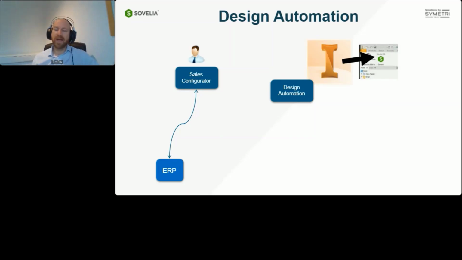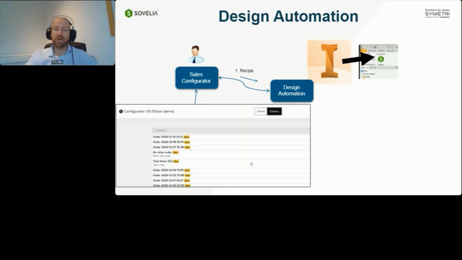So inside Inventor, we actually get another toolbar, which is our design automator. What that allows us to do is, when we push that design automator button, we can get those recipes or those configurations or those quotes that have been stored inside the configurator, and we can start to act upon those. So here's my orders.